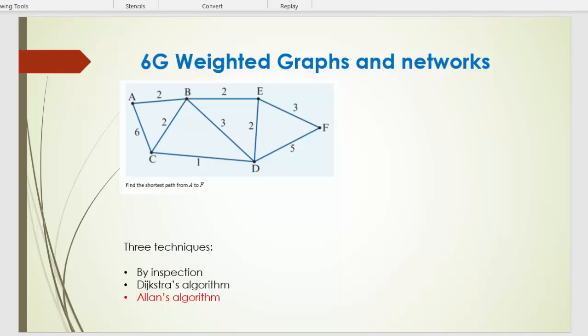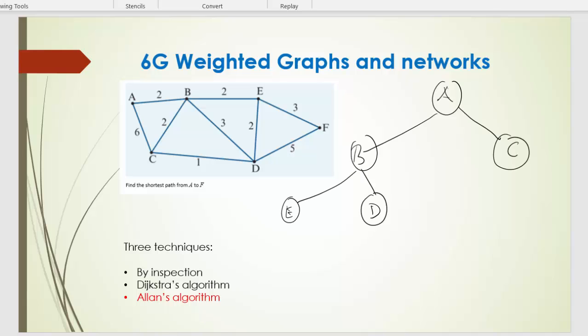Going from A to F, so A at the top, B and C. After B we can go E and D. A, C, we can go B and D. You can do these things first if you like. A, B, E takes you to F. A, B, D will then go E and D, and then F. We can put the numbers on later. A, B, D, you can go to E, then F.